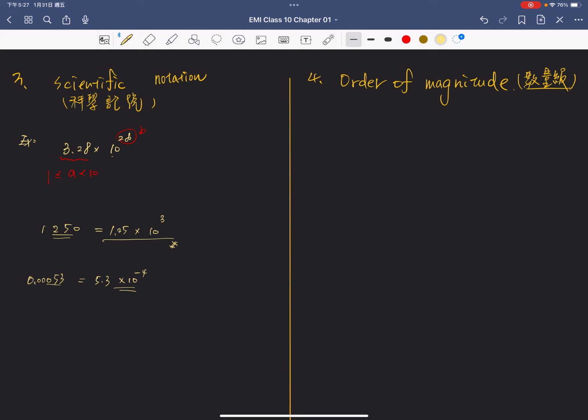The second point is about orders of magnitude. So what is a magnitude? It means that you want to have something like this one.